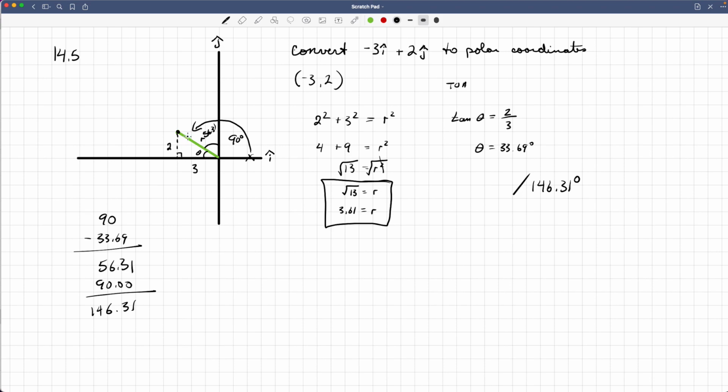All right, and our R is the length of this, right? Because it's going this way, it is positive. It's where the degree tells us it should be. So it is a positive, and you could say a positive square root of 13, or you could write it as 3.61 positive, 146.31 degrees.